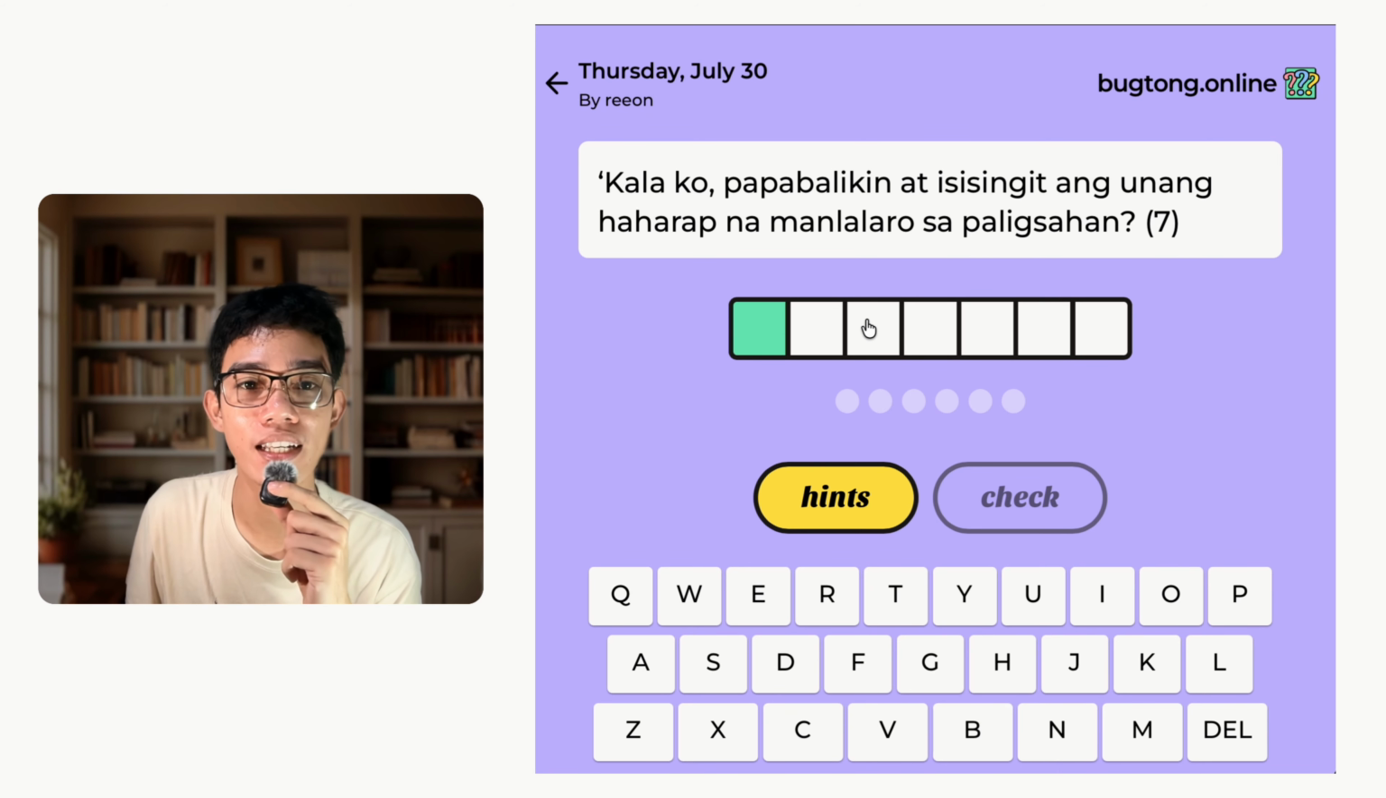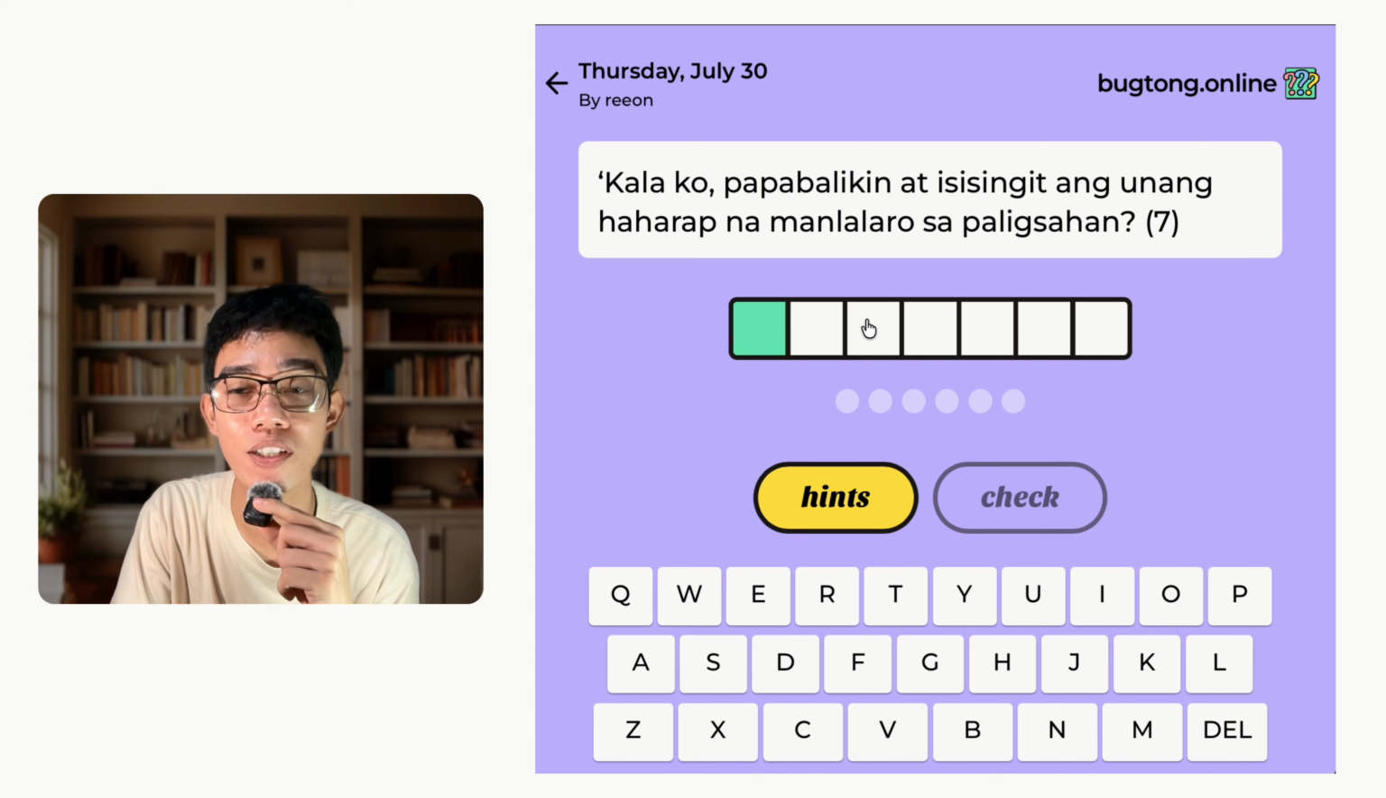Kala ko pababalikin at isisingit ang unang haharap na manlalaro sa paligsahan. So, medyo marami rin yung nangyayari dito. And yung indicator natin, we can spot indicator yung mga word na nagbibigay ng instructions or mga action words. Pababalikin or papabalikin. Pababalikin can be a reversal indicator. And then yung isisingit can be a containing indicator.